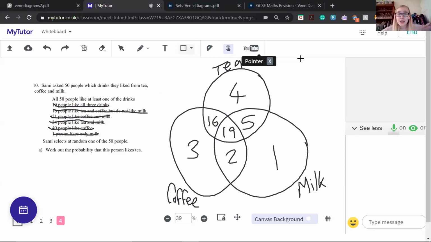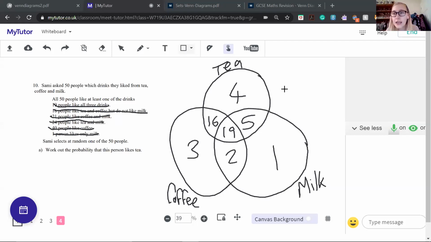You can literally imagine it as 3 kind of rings on the ground. And every person who was interviewed fits into one of these boxes. So they either like just tea or just milk or just coffee, or they like all 3. There's 19 of them there in the middle, knowing that they like all 3 drinks. Or they only like 2 of them. And so on. Please shout if that didn't make sense. So that's how we fill in this Venn diagram.